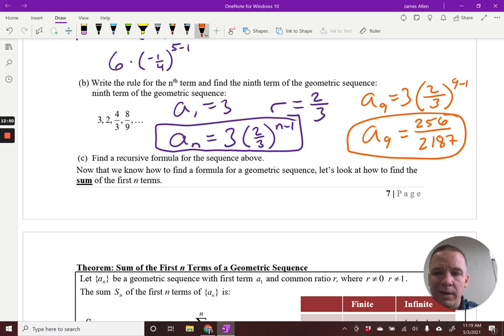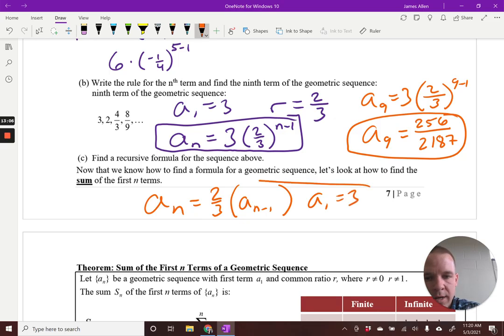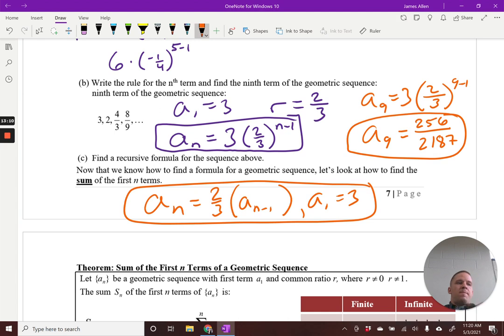So we could also write a recursive formula for this one, can't we? What are we doing each time? I'm just multiplying my previous term by 2/3, right? So I'd have a sub n is equal to 2/3 times a sub n minus 1, where a sub 1 is equal to 3. That would be my recursive formula. Okay? You don't necessarily have to have these parentheses here. I kind of like it, but you don't have to have it.